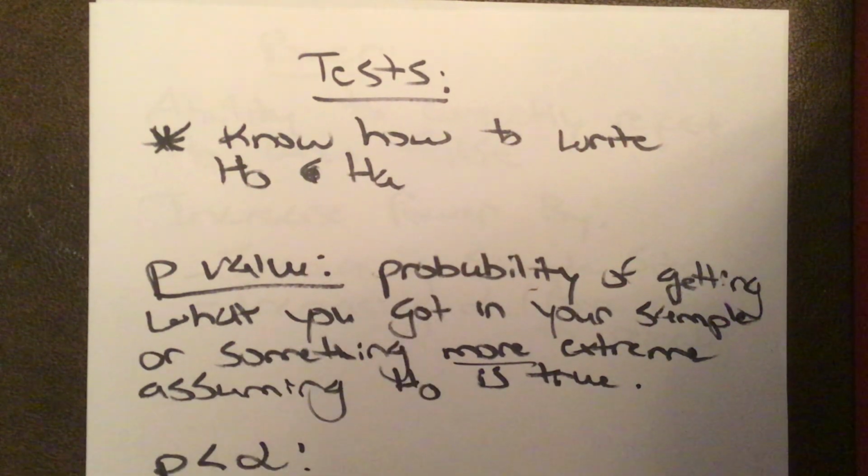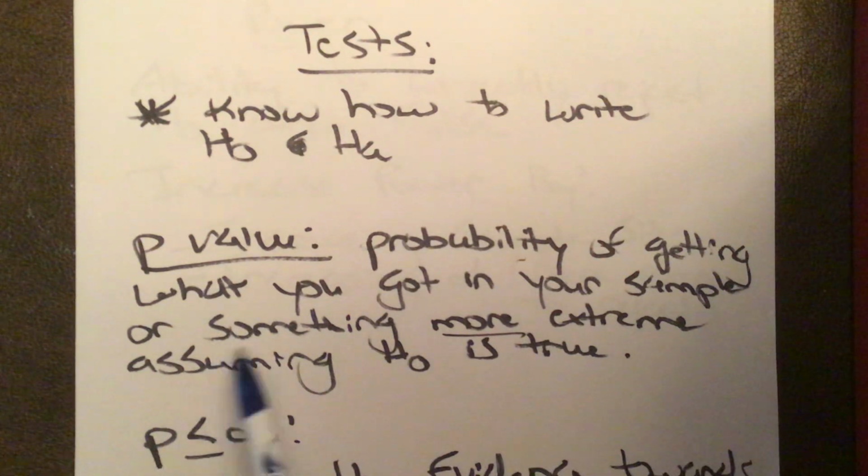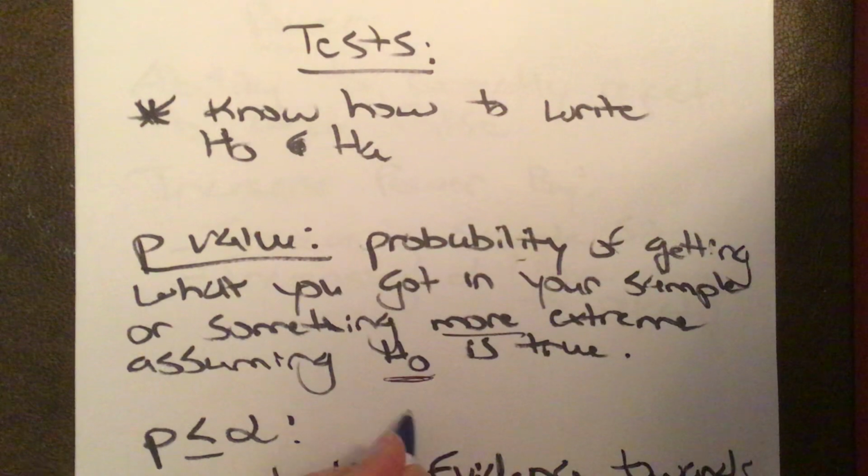Okay. So p-value. If they ask you what it means, it's the probability of getting what you got in your sample or something more extreme, assuming the Ho is true. So it's really a conditional probability. So assuming the Ho or the null is true, it's the probability of getting what I got, in whatever value you get in your sample, or something more extreme.